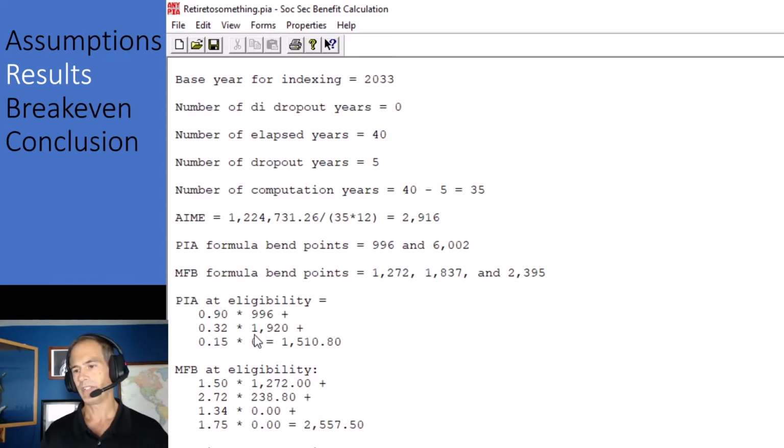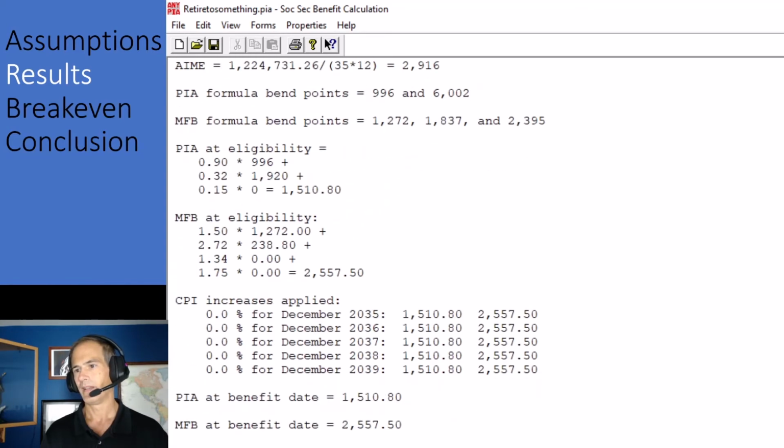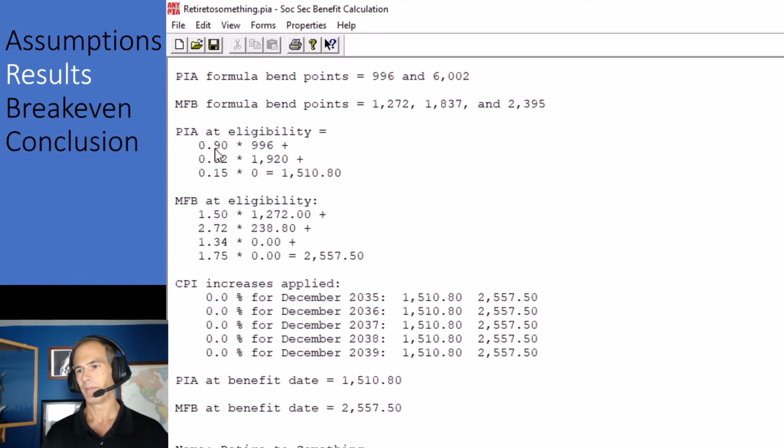The bend points just have to do with how much we get. We get a percentage, we get 90% of the lower bend point. So most of our payment, if we're lower income, is going to come from this first 996. So if you averaged $996 in income over your lifetime, or the highest 35 years anyway, you would get 90% of that. And then as you earn more, they take less percentage of the higher incomes.